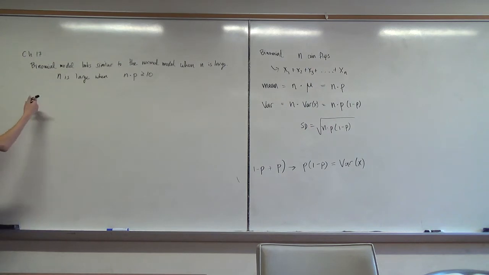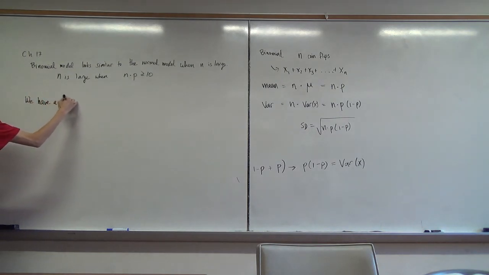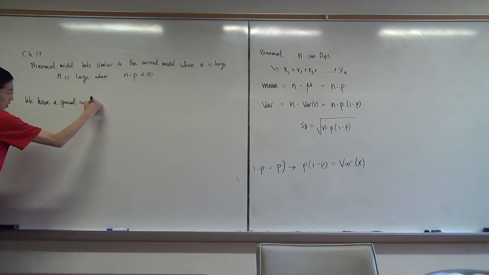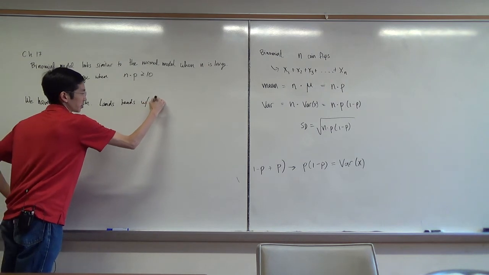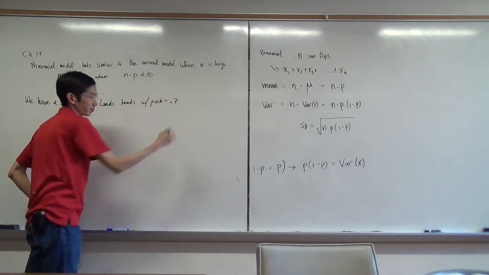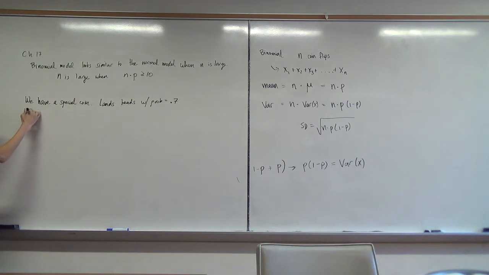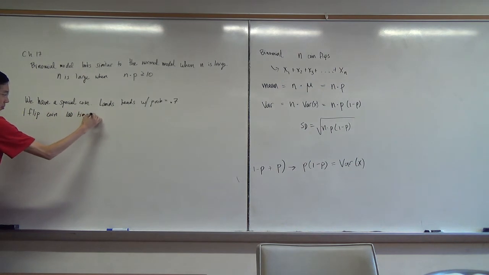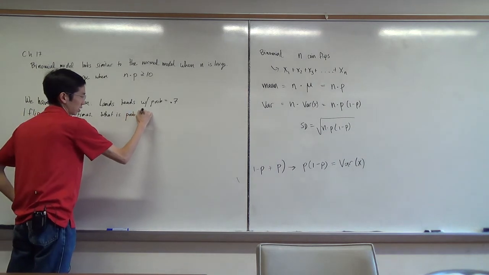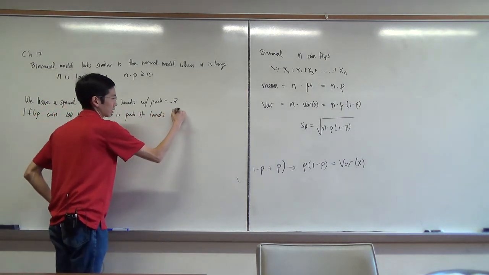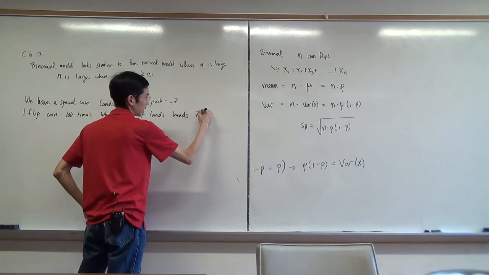So for instance, I could say we have a special coin that lands heads with probability equal to 0.7. I'll say I flip the coin 100 times. What is the probability it lands heads 75 times or more?